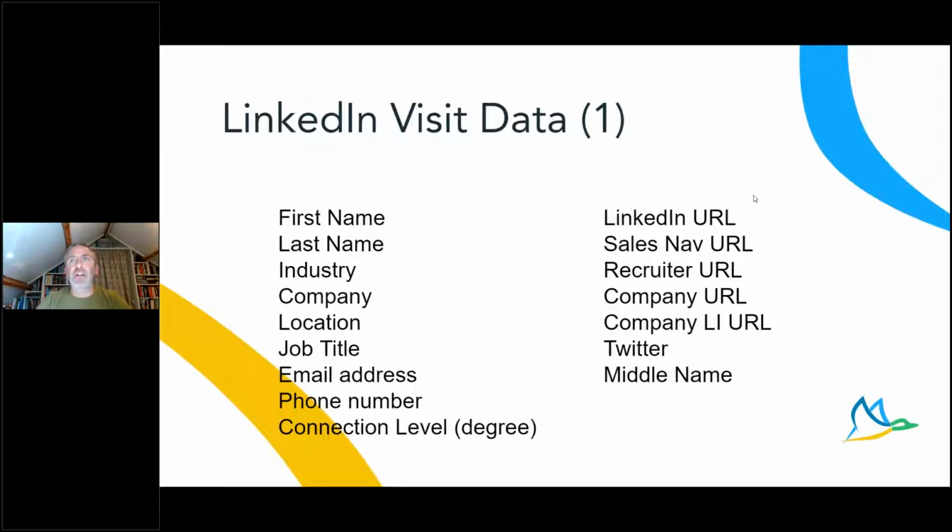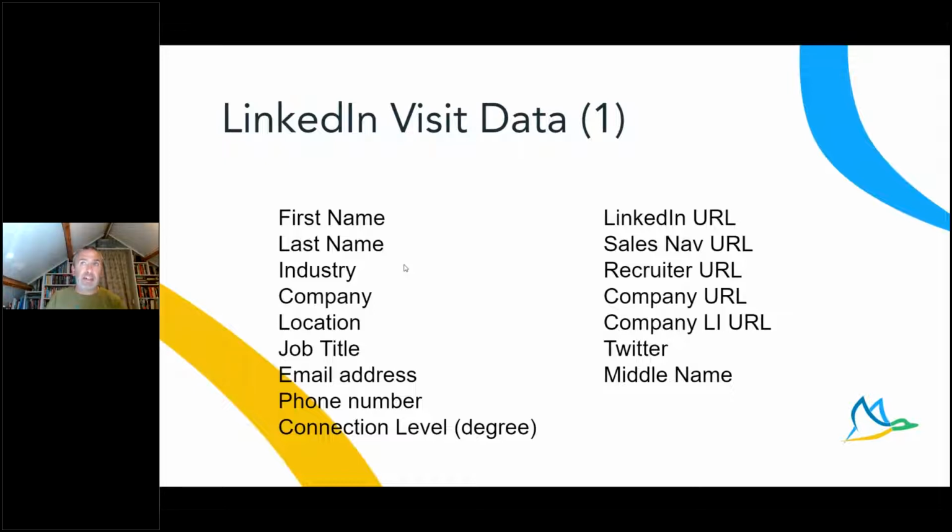So the things that we look at always are the first name, the last name, the industry and the company, and the location and the job title. Those are sort of the key elements of data that you'll require per user. Then you've got the slightly more extended data regarding personalization and so on. It's the email address and the phone number, very useful for some people. Connection level is also useful. You get first, second, or third degree connection. And then the various URLs.